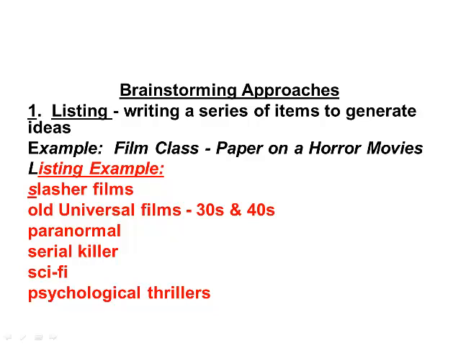So now, I'd like to give you examples of each of these. I'm going to go back to my horror movie discussion. Listing, as I said, is writing a series of items to generate ideas. So I'll list examples: slasher films, old Universal films from the 30s and 40s, paranormal, serial killer, sci-fi, psychological thrillers. These are all subgenres of horror films.